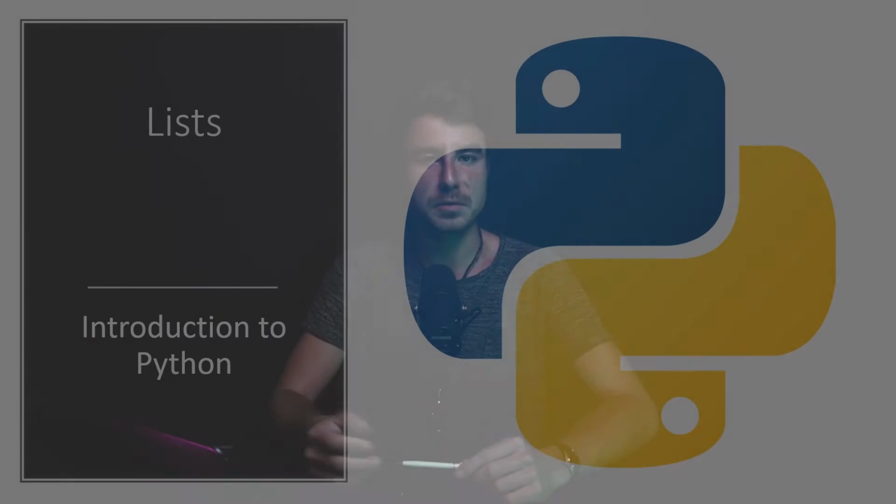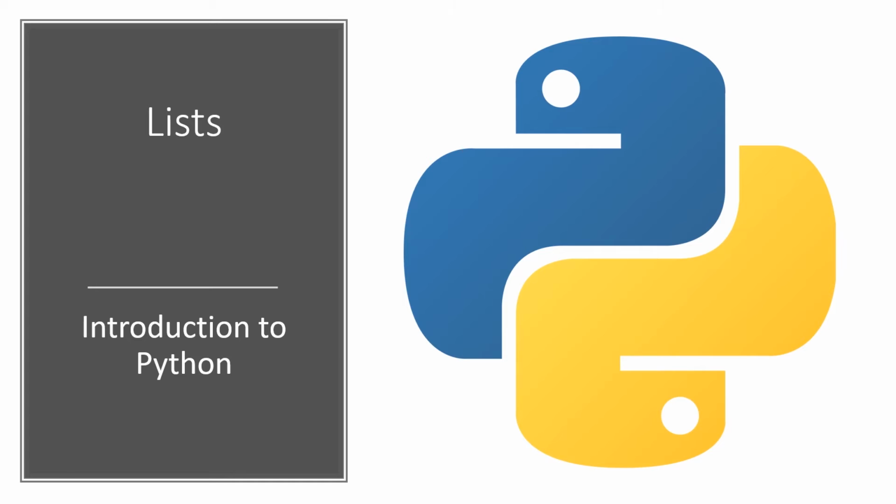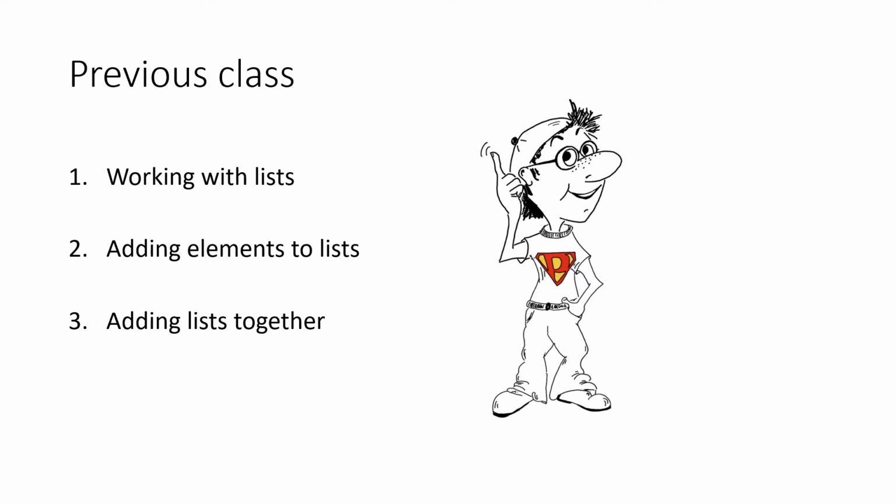Today we have the second lecture about lists in Python. In the previous class we started working with lists. We also know already how we can add elements to a list, and in the end we also learned how we can add two different lists together into one.